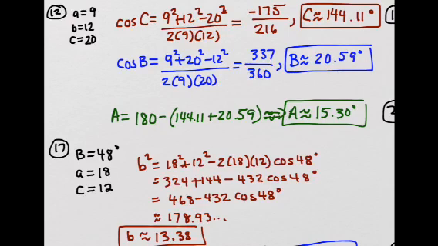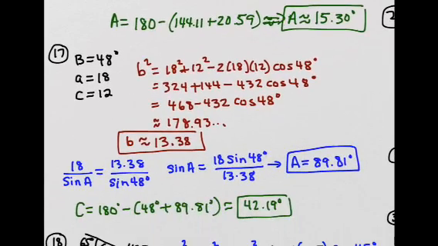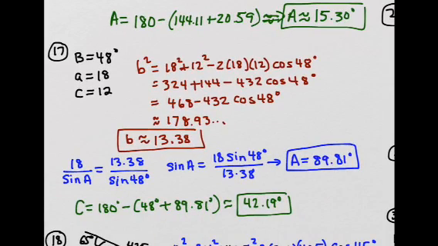Okay? And to find angle A, you could use the law of cosines again, but you could also just add these two together, subtract from 180, and we get 1530. Okay? Number 17 is another law of cosines, except this one is not a side. This one, they give you, this is a side angle side, right here.